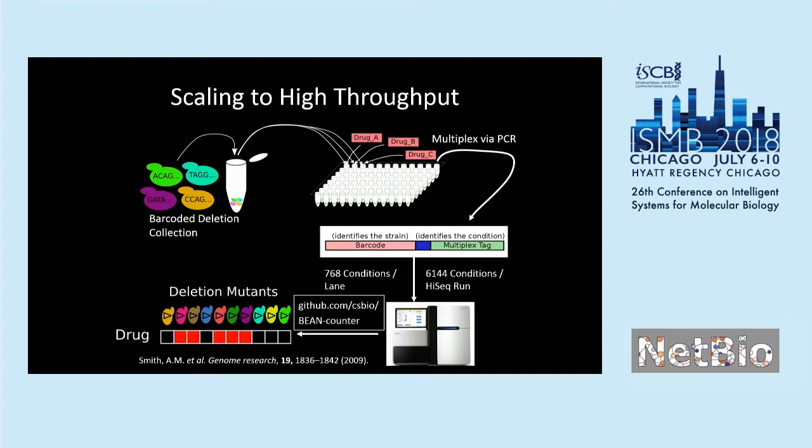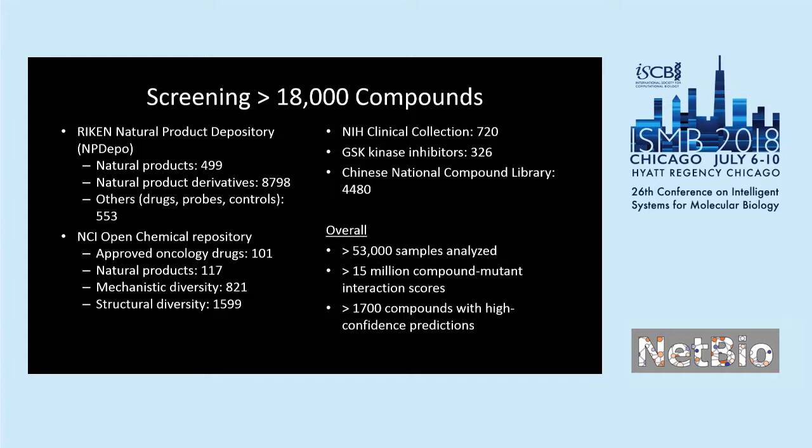And to give you an idea of how many compounds we've screened so far, we've screened about 10,000 compounds from our collaborators at the Recon, and about 3,000 more compounds that have a bit more clinical focus, both plated sets from the National Cancer Institute and some compounds with history of clinical trials, and a freely available kinase inhibitor collection from GlaxoSmithKline. And overall, we have analyzed over 50,000 conditions, screened more than 15 million chemical genetic interactions, and are nearing 2,000 compounds that we have high confidence predictions at the biological process level.